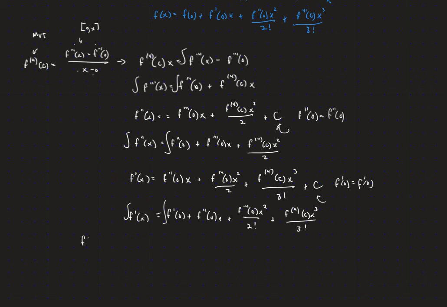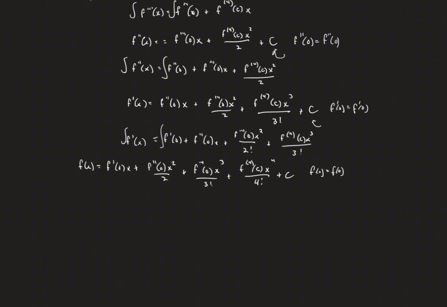I'm going to slide over a little bit. So f of x is going to be f prime of 0 times x plus f double prime of 0 times x squared over 2 plus f triple prime of 0 times x to the third over 3 times 2 factorial, which is 3 factorial, and the fourth derivative at c, some unknown number c, and we'll get x to the fourth over 4 times 3 factorial, which is 4 factorial, plus our constant of integration, and our initial condition is that f of 0 is f of 0.